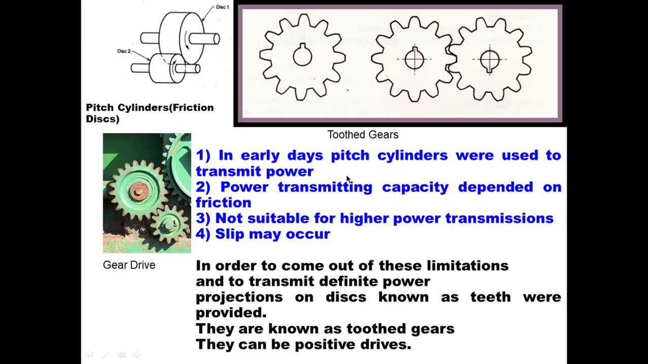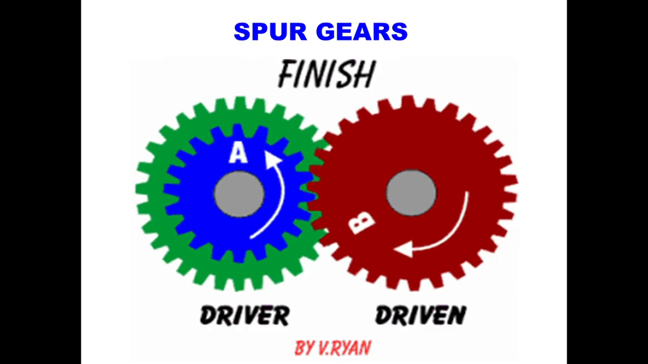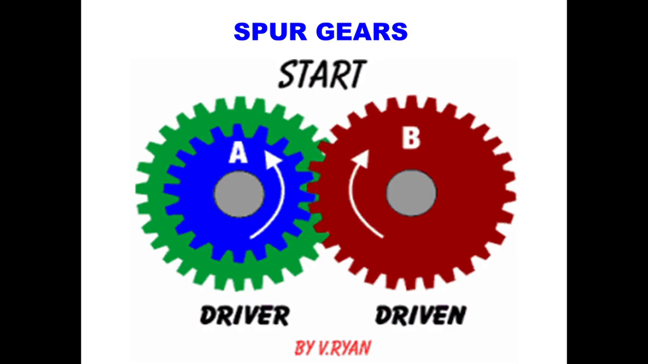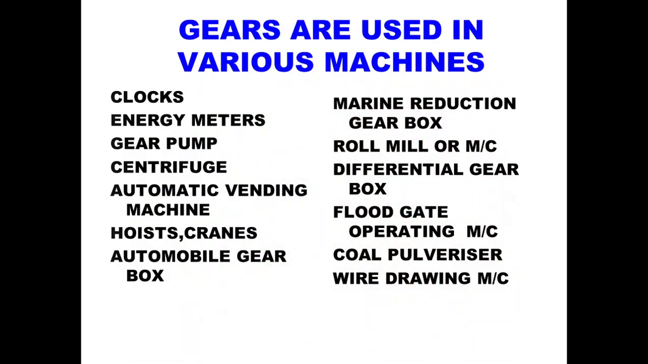So, spur gears. You can see these are the spur gears. Here you have the driver and then the driven. The driver is A and the driven is B. Gears are used in various machines. Examples are clocks, energy meters, gear pumps, centrifuges, automatic vending machines, hoists, cranes, automobile gearboxes, marine reduction gearboxes, roll mills, differential gearboxes, floodgate operating machines, coal pulverizers, and wire drawing machines.